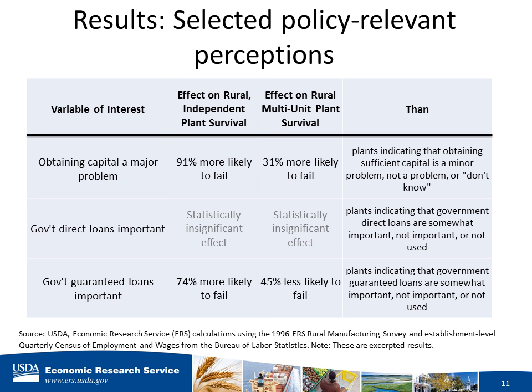For the government guaranteed loans, if a rural independent plant indicated that government guaranteed loans were important to that plant, they are actually 74% more likely to fail, whereas for the multi-unit plants, they're 45% less likely to fail. This is a very interesting result, and on the surface seems counterintuitive. Why would one be more likely to fail and the other less likely to fail?